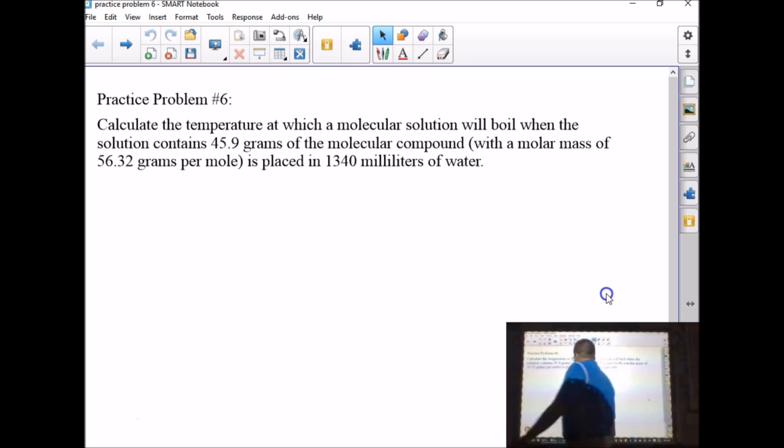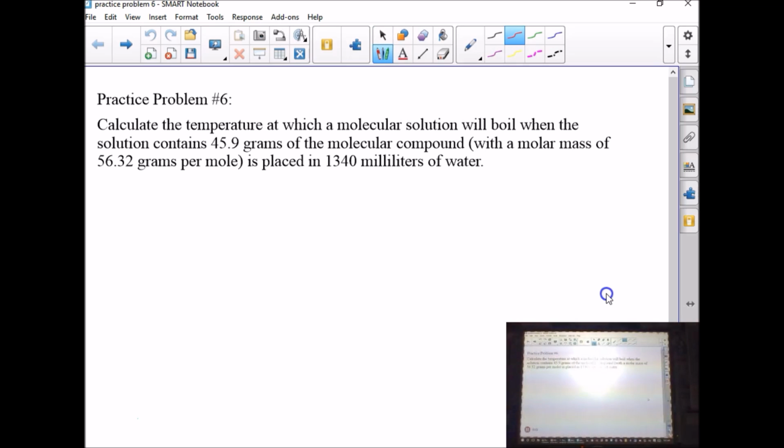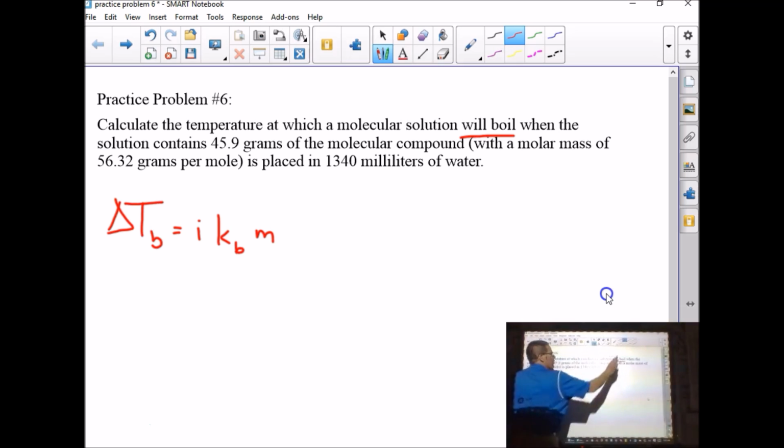All right, so first things first. Are we looking for a new boiling point or a new freezing point? How do you know? Because it says boil. Will boil. Good. That's a good clue there. So our equation that we're going to be using is this. And molal. Okay? So delta T is our change in temperature. So we want to find out what that new change is.